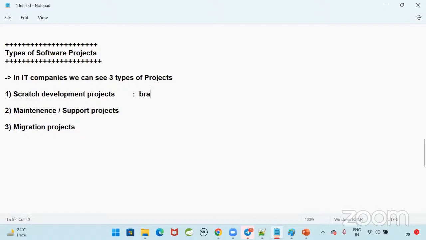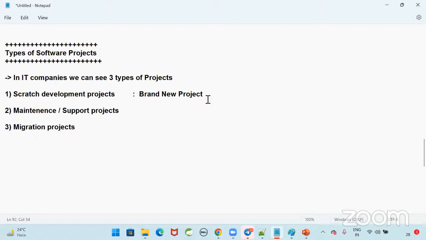A scratch development project is nothing but a brand new project. The client has given a requirement, and based on that client requirement, we create that project from the very beginning. For example, I want to start an e-commerce business. This is the first time I'm starting this business, and for this business I need one project. That project is a scratch development project, a brand new project.